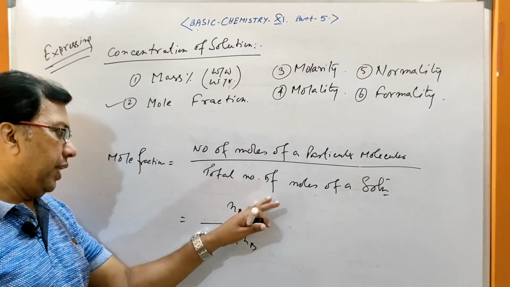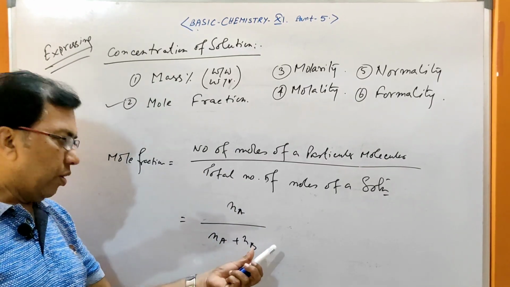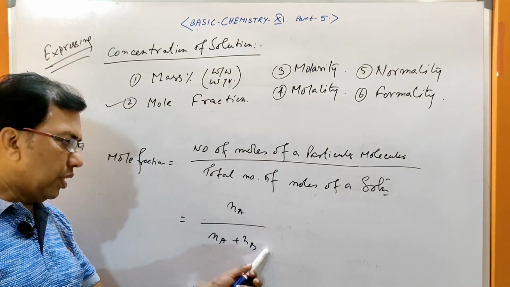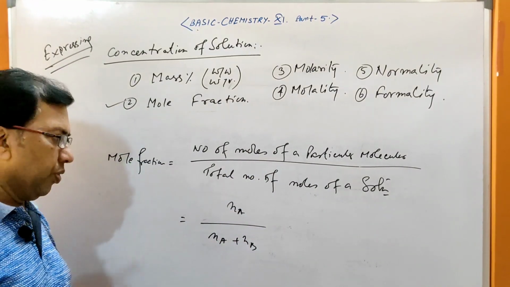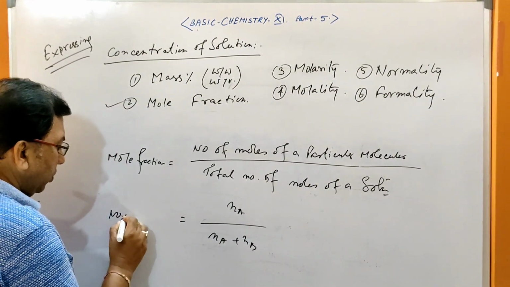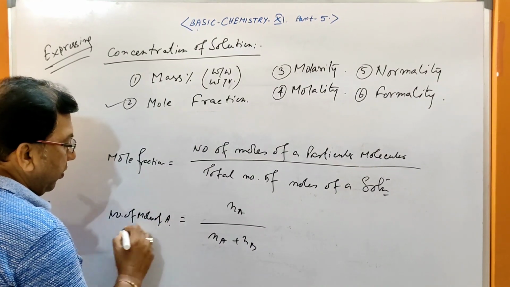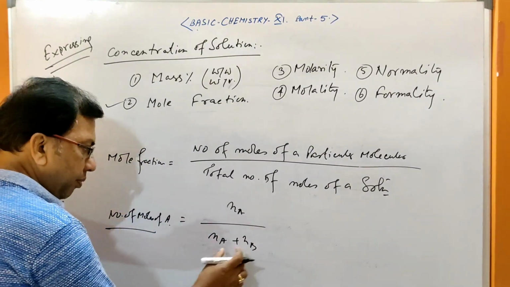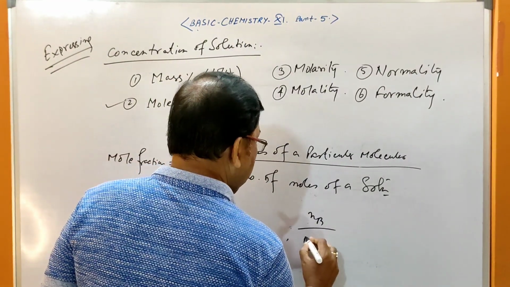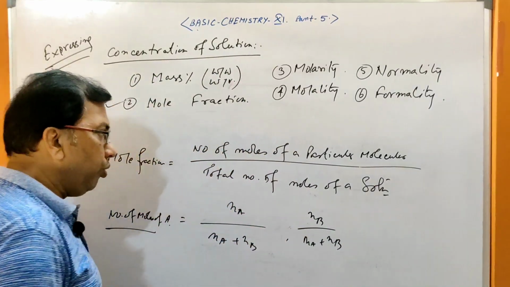Clear? So Na by Na plus Nb. Na plus Nb means solute plus solvent. Total number of moles: moles of solute plus moles of solvent, that is the total number of moles of solution. In case of A, mole fraction equals Na by Na plus Nb. In case of B, you can write Nb by Na plus Nb. That is the mole fraction.